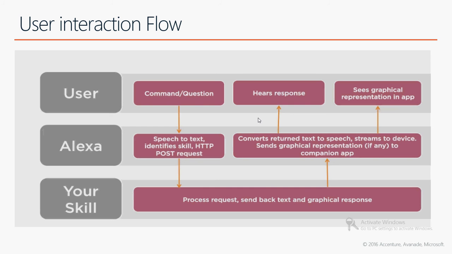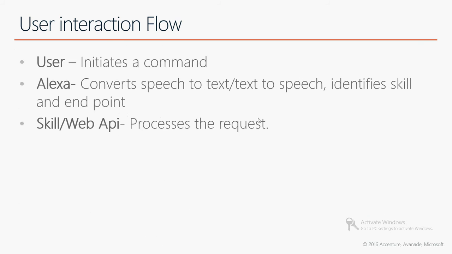So here the user initiates or invokes a command, and that will be received by Alexa. Alexa identifies the HTTP endpoint, converts the speech to text and sends it to the web API of your skill. Your skill will receive the request and send a response back to Alexa, and the Alexa service converts it from text to speech and sends it back to the user. So the user initiates a command, Alexa converts speech to text or text to speech, identifies the skill and endpoints, and the skill web API processes the request.